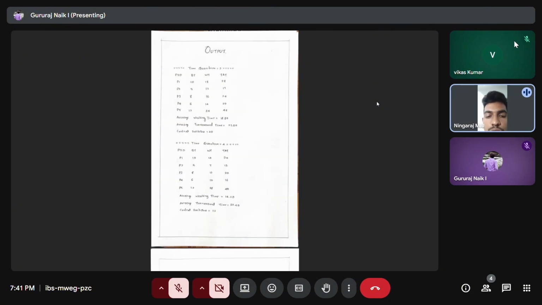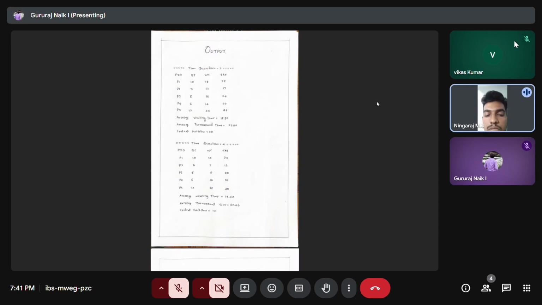The output shows, for each quantum, the time progress and prints waiting time, turnaround time, and context switches. Example pattern observed: quantum 2. Here the quantum time is 2 milliseconds, with the highest waiting time and maximum context switches. In another case, quantum time is 4 milliseconds, with improved performance. In another case, quantum time is 6 milliseconds, with the best results, a balanced waiting time and fewer switches.